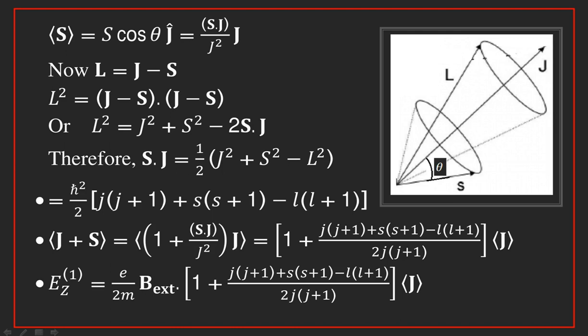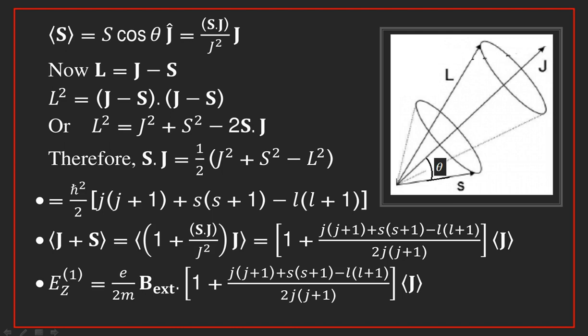So they will cancel, because if there is one component in this direction, another component is there in the opposite direction. So only the component along J is the non-zero term. So we can see that the average value of S is equal to S cos theta along J cap. It is a vector quantity.